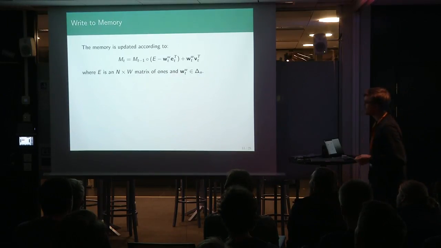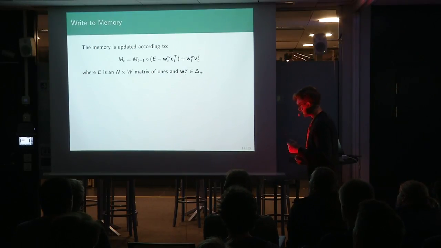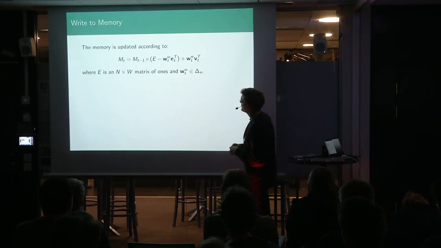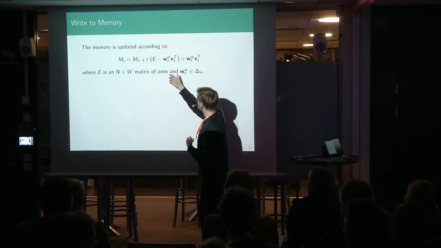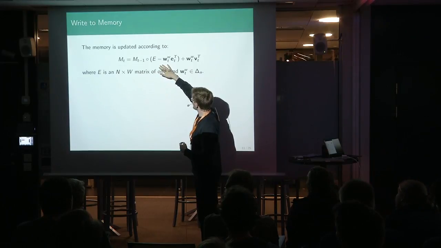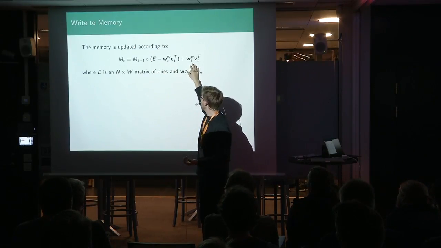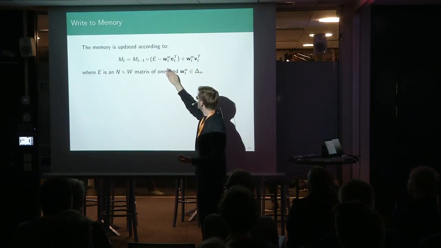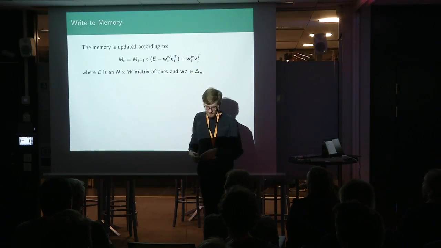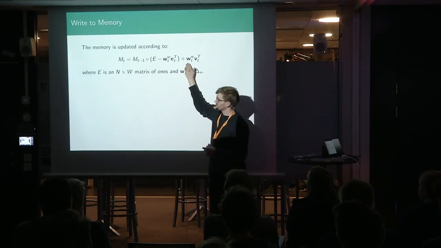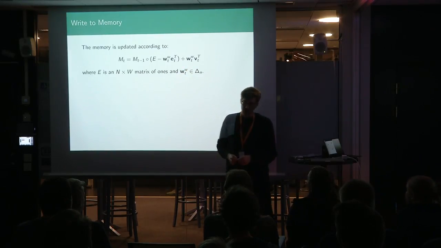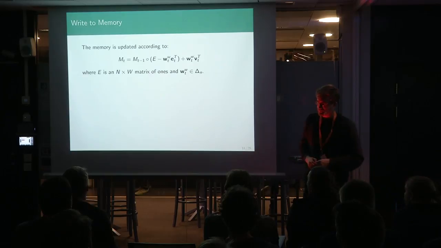So the first part is writing to memory. It's done like this: you choose what you want to erase, and then you add what you want to write. This is controlled by a weighting vector, which is your distribution over the memory for the writing part.